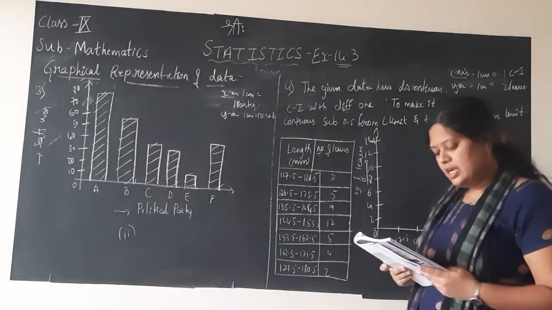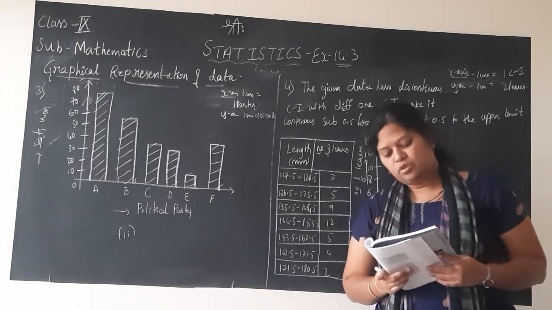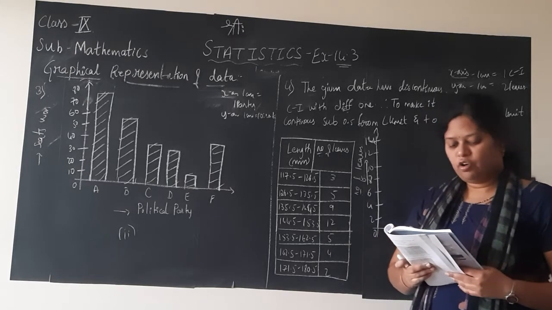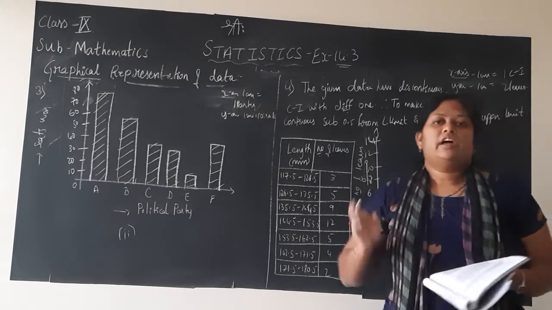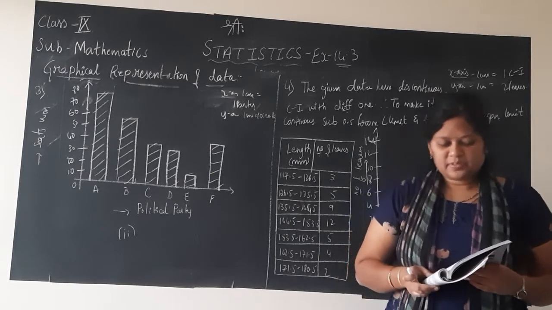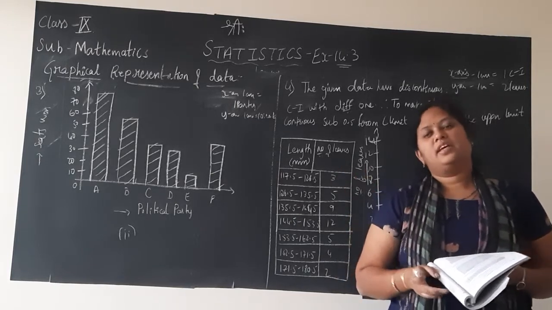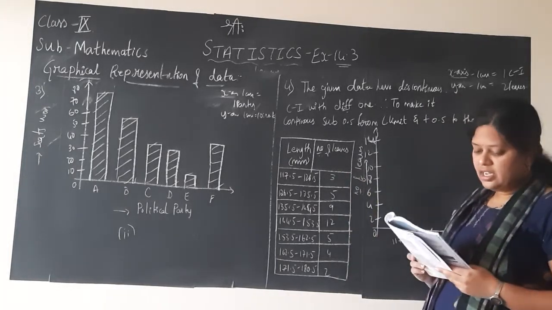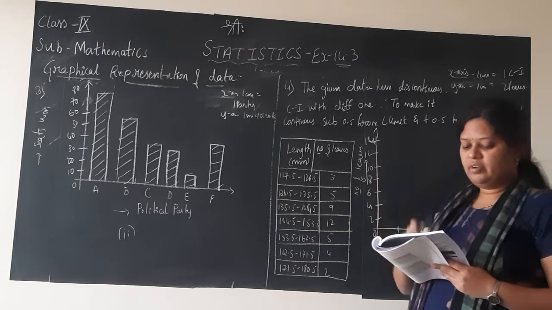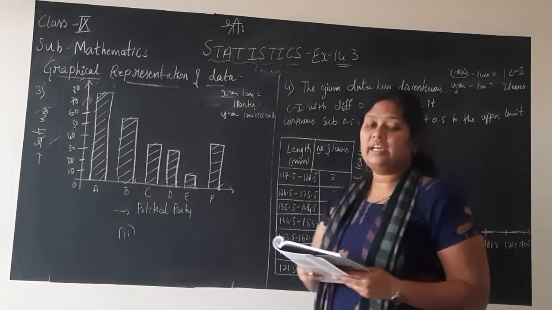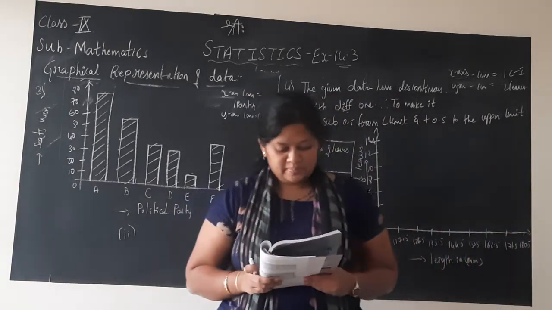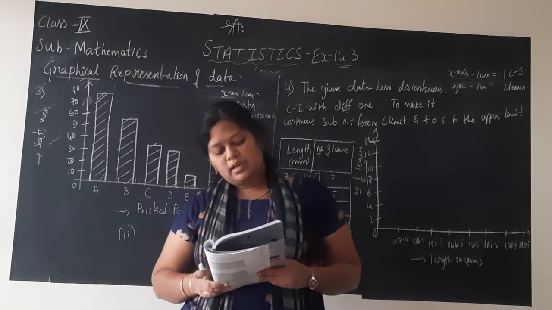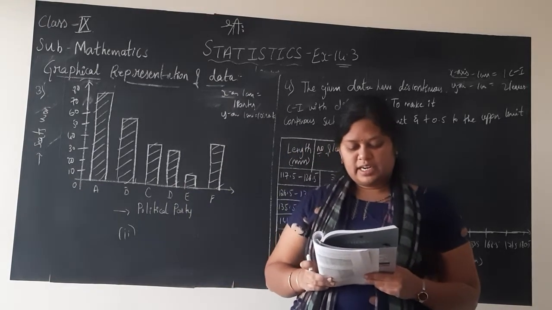The lengths of 40 leaves of a plant are measured correct to 1 millimeter and the obtained data is represented in the following table. So there are 40 leaves of a plant whose lengths are measured in millimeters. The class intervals given are 118 to 126, 127 to 135, like this, and the number of leaves is given in one column. The question is, draw a histogram to represent the given data.